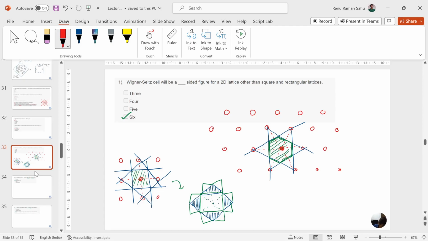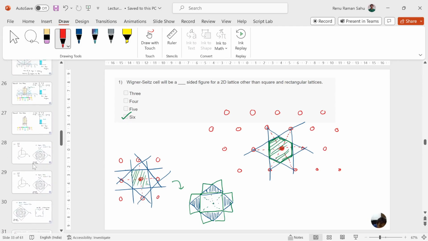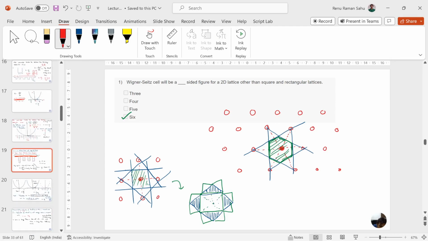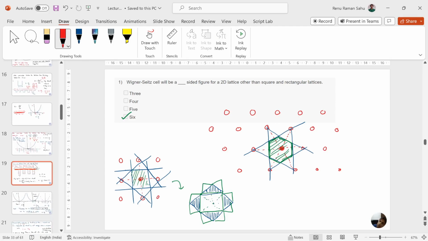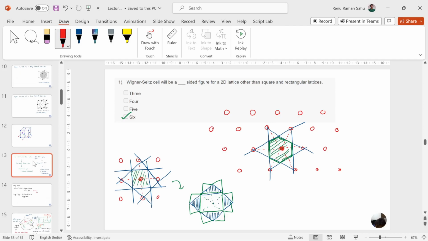And one more thing. You told that for a body centered cubic, it will be a rhombic dodecahedron, the Wigner seed cell. But in three dimensions, the first Brillouin zone will be a Wigner cell of a body centered, or a Wigner cell of a face centered, or a Wigner cell of a body center only? Can you please repeat again what you were saying? The first Brillouin zone of a body centered will be the Wigner cell of the face centered or body centered only.